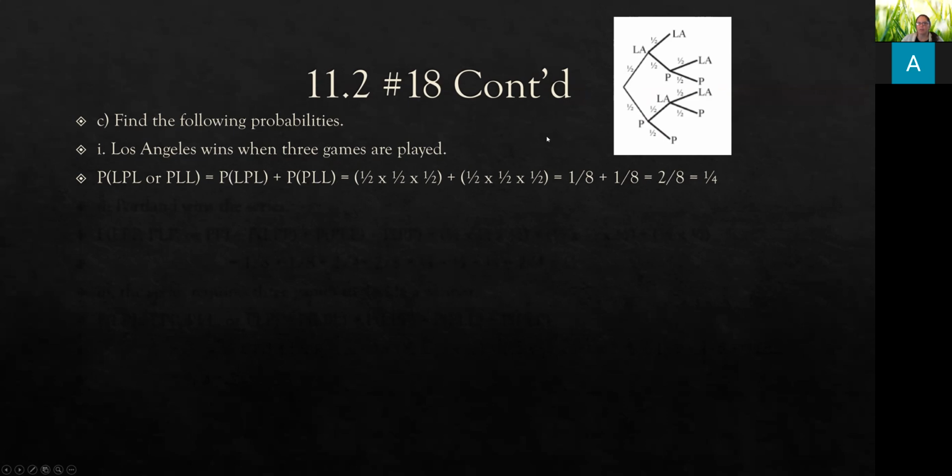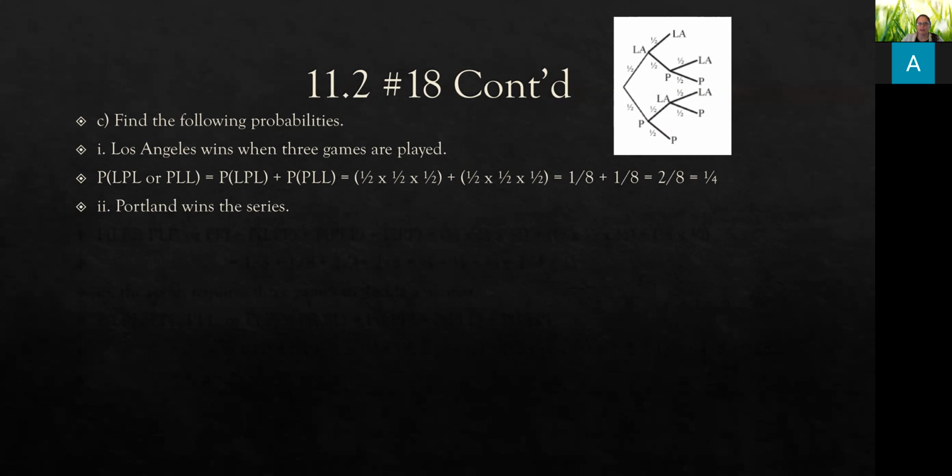And remember, all of the branches are 1/2, so we're going to multiply 1/2 times 1/2 times 1/2. That's the LA, Portland, LA. Or for the second one, we have 1/2 times 1/2 times 1/2. All right, so that gives me 1/8 plus 1/8, which is equal to 2/8 or 1/4.